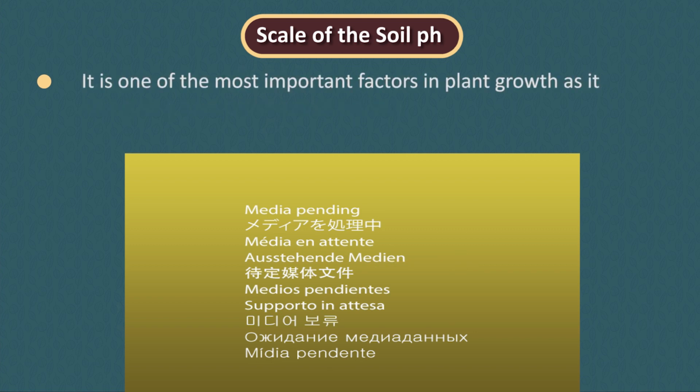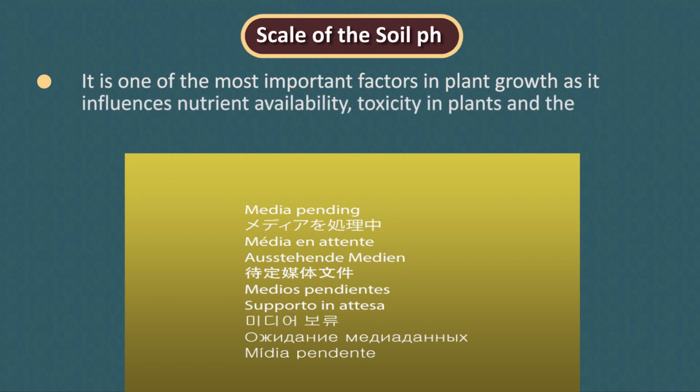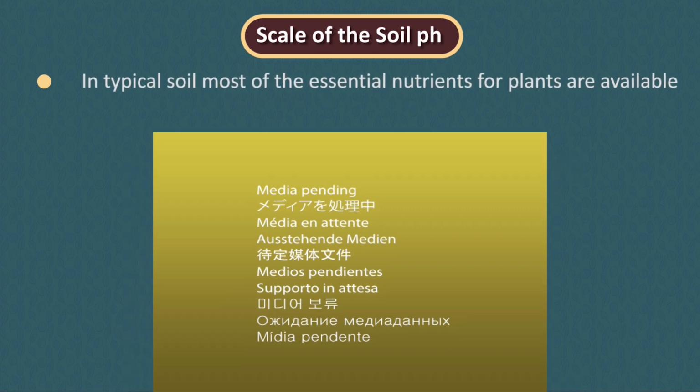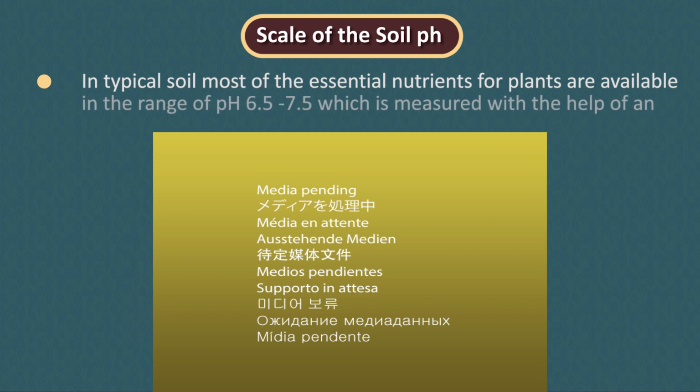It is one of the most important factors in plant growth as it influences the nutrient availability, toxicity in the plants, and the activities of the microorganisms inside soil. In typical soil, most of the essential nutrients for the plants are available in the range of pH 6.5 to 7.5, which is measured with the help of an instrument known as soil pH meter.